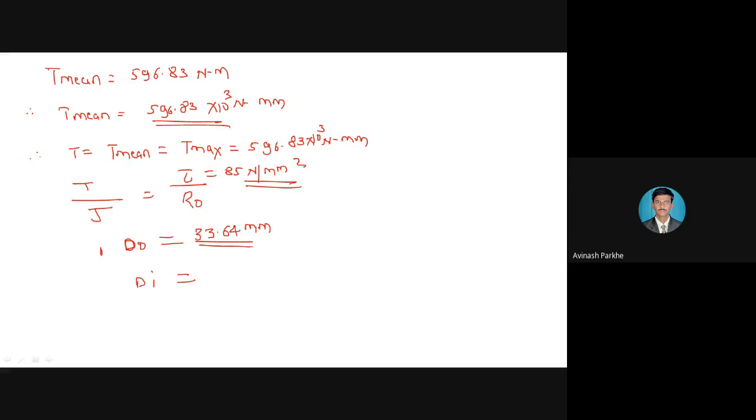How 3.33? Please check your answer. Maybe you have not multiplied by 10 raised to 3 or something. Calculation is wrong. 33.64 mm. And what will be the internal then? 16.82 mm. They have asked only external diameter, so we have calculated external as Do. 33.64. Please check your answer. 33.75, 33 point something, it will be accepted.